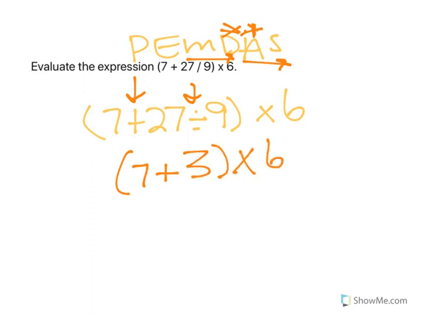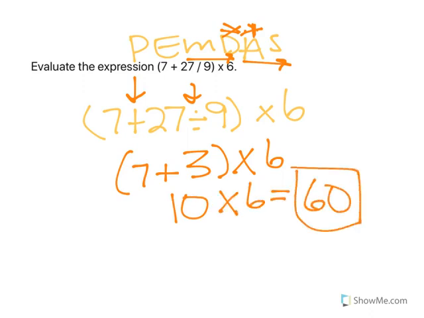And then again, after we're done doing our parentheses, we'll have to do the multiplication. So 7 plus 3 is then 10. And when we multiply that by 6, our answer is 60. So we had to kind of think of it twice. We did have to do the parentheses first, but then in the parentheses, I wasn't supposed to add first. I needed to divide first. Because again, division comes before addition.